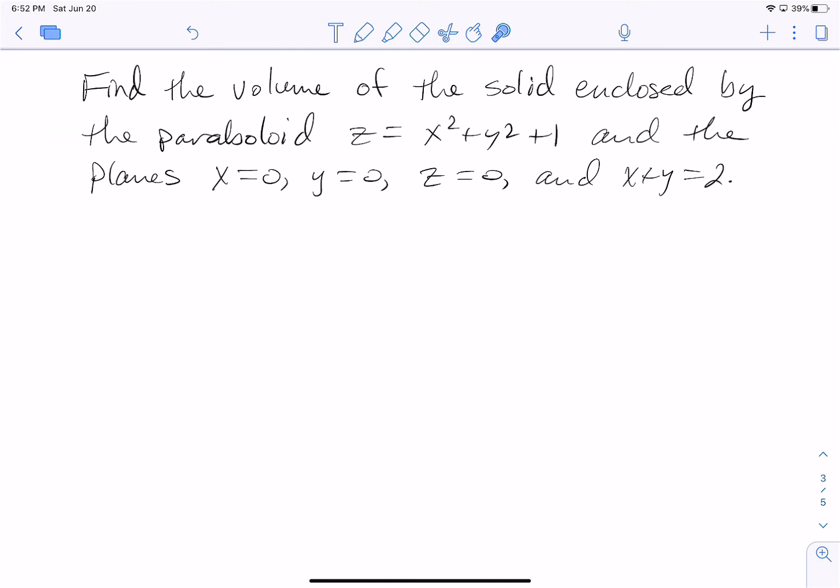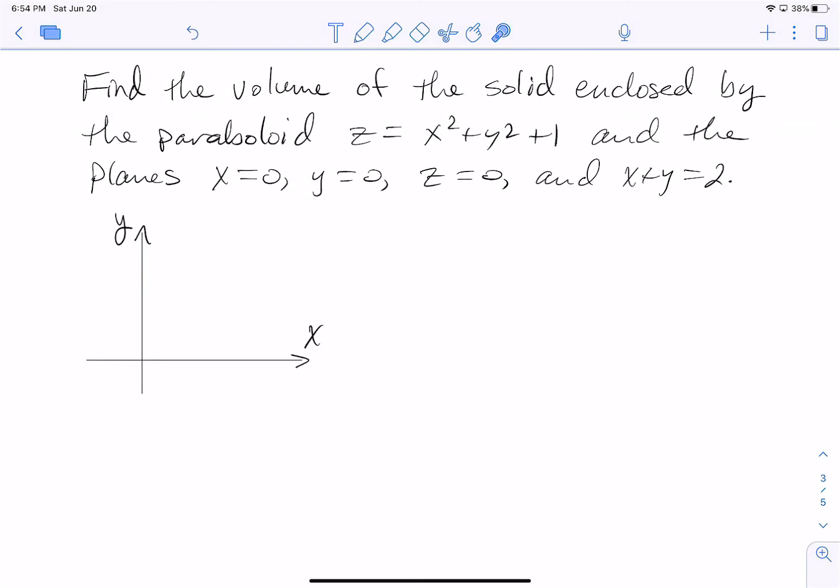We're going to use an iterated integral to find the volume of the solid enclosed by the paraboloid z equals x squared plus y squared plus 1 and the planes x equals 0, y equals 0, z equals 0, and x plus y equals 2. Let's look at the region in the xy plane.